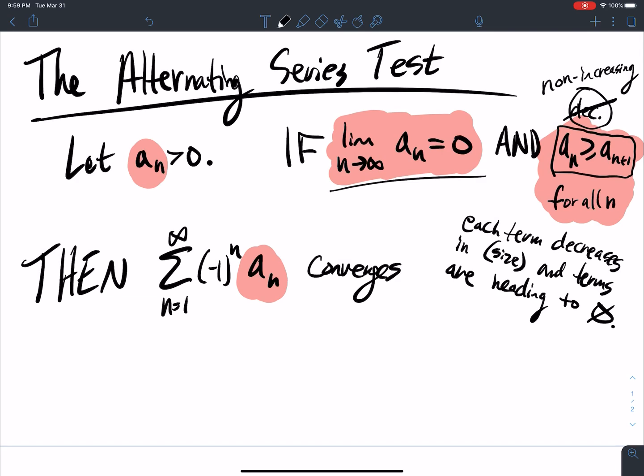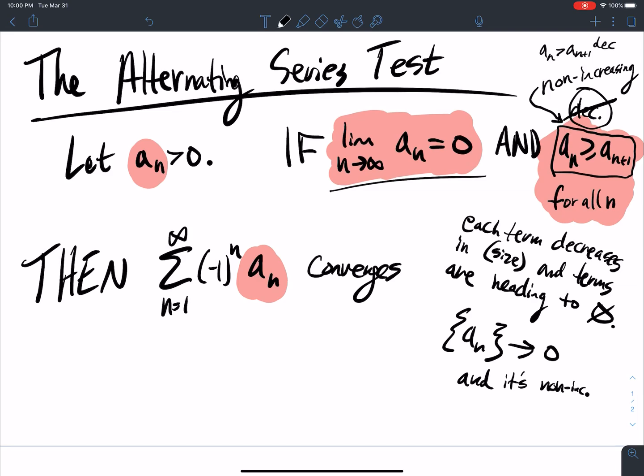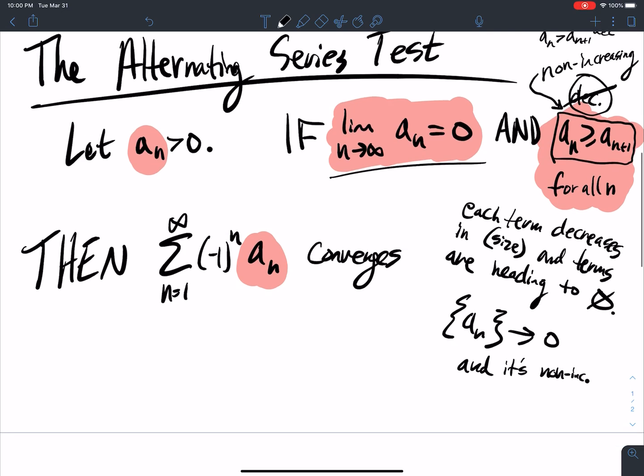So we talked about the nuance between decreasing versus non-increasing. Decreasing would be strictly greater than. Non-increasing would be greater than or equal to. All right, so the sequence a_n is heading to 0, and it's non-increasing. If it's non-increasing and heading to 0, then the alternating series converges. All right?